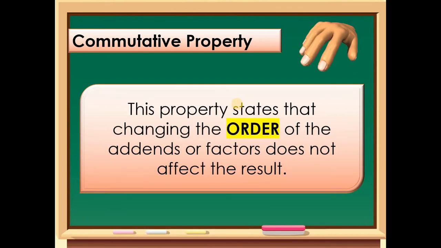This property states that changing the order of the addends or factors does not affect the result. Kahit baliktarin daw natin yung order ng mga factors or addends, hindi magbabago ang resulta. Kagaya nung kanina sa picture, yung nagbabike at nagmomotor, 'di ba? Kahit baliktarin mo 'yon, yun pa rin yung bilang.